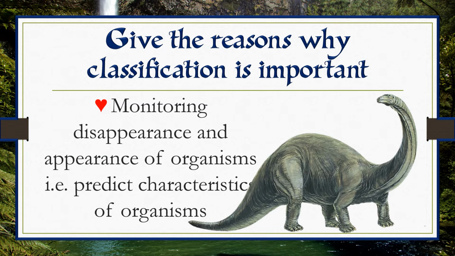It helps us, that is classification, in monitoring disappearance and appearance of organisms, and also to predict the characteristics of organisms. For organisms that have gone extinct, like the dinosaurs, classification can help us to also predict organisms that are likely to become extinct.